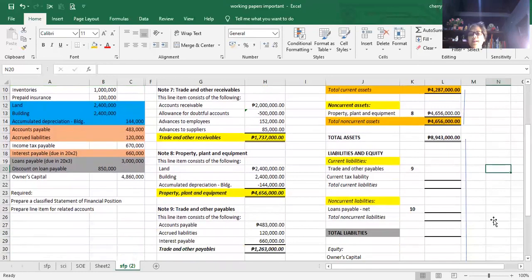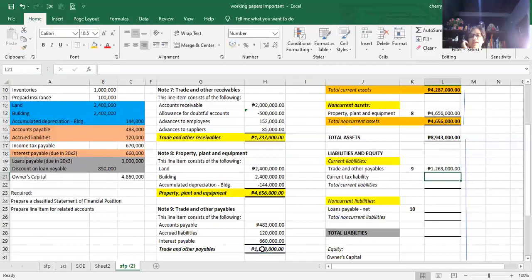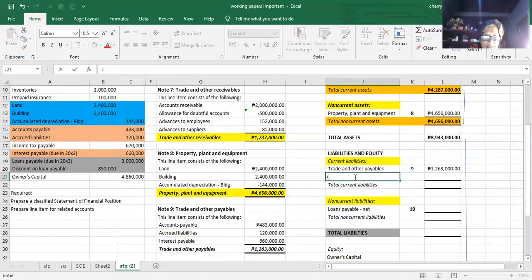Now, let's move to total liabilities. Total liabilities is composed of current liabilities and non-current liabilities. So, what is our trade and other payables per our computation? In line item 9, we get 1,263,000, right? So you're going to click and enter. How about the current tax liability, or let's make it income tax payable. Income tax payable.